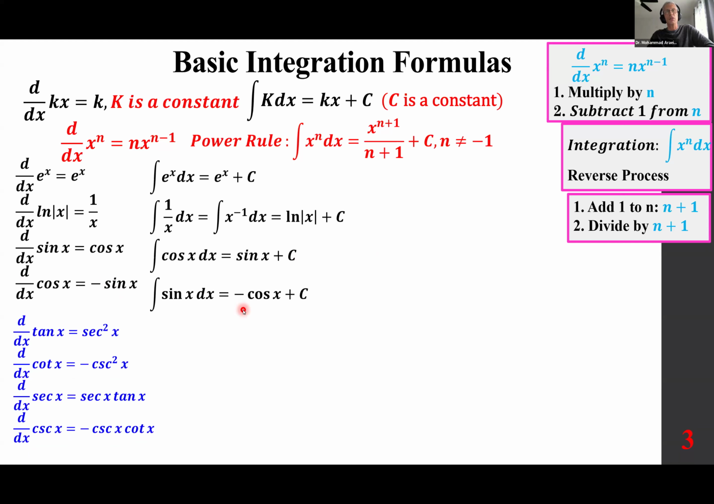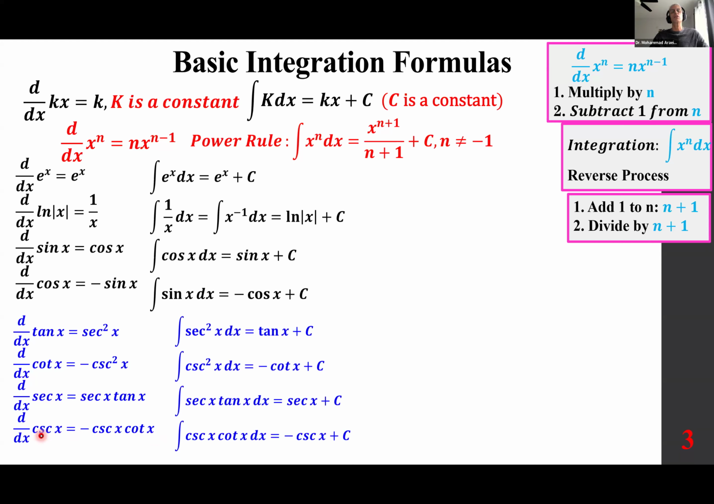The trigonometric functions work in the same manner. If the derivative of tan is secant squared, the integral of secant squared must be tan x and a constant. The derivative of cotangent is negative cosecant squared, so the integral of cosecant squared must be minus cotangent x and a constant. The derivative of secant is secant x tan x, so the integral of secant x tan x dx must be secant x plus a constant. If the derivative of cosecant is minus cosecant cotangent, the integral of cosecant cotangent dx must be negative cosecant x and a constant. Reverse process.